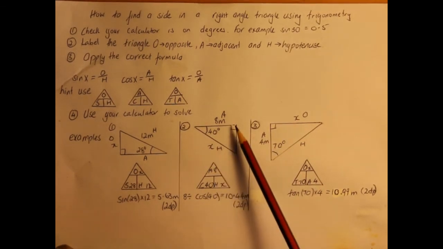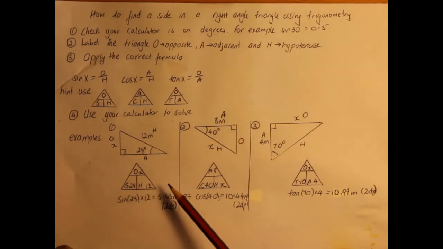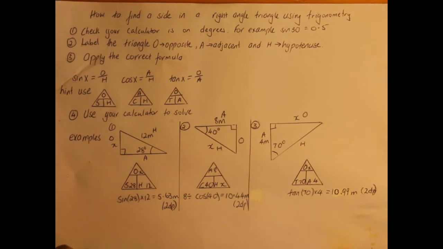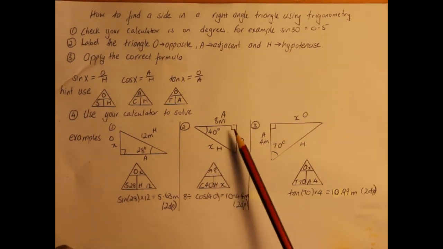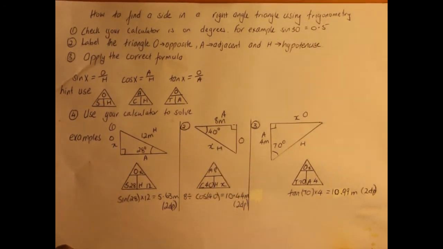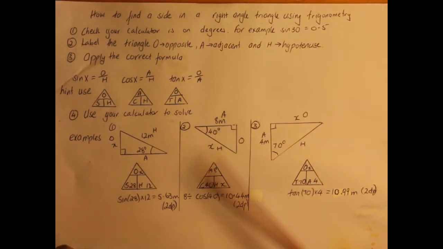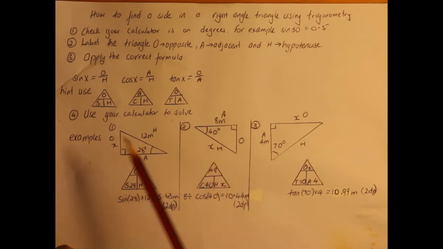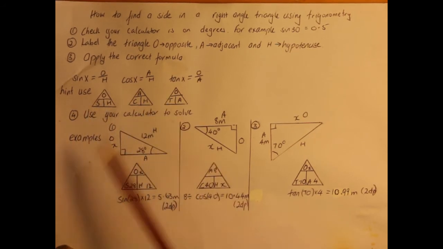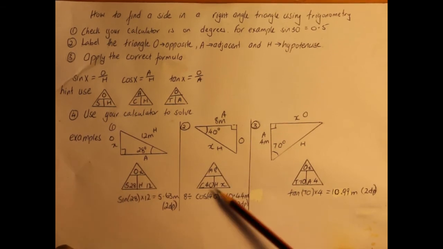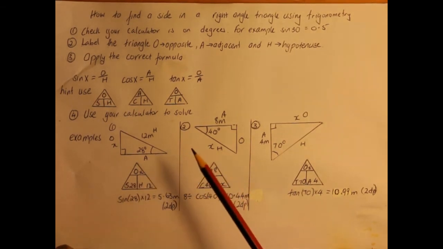On this one here, same steps. Label O because it's opposite the angle we've been given, A because it's between the angle we've been given and the right angle, and H because it's across from the right angle. So we're trying to find the H and we've got the A. H and A. The only pyramid with both H and A on it is this one here. Write it down, then fill it in.